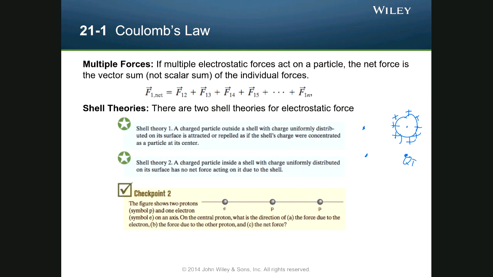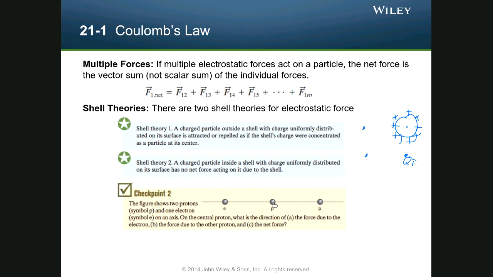So let's take a look at this checkpoint. We don't do as many of these as I do in Physics 1, but I try to pick the ones I like. So the figure here shows two protons, proton 1 and proton 2, and one electron on an axis. On the central proton, what is the direction of A, the force due to the electron, B, the force due to the other proton, and C, the net force?